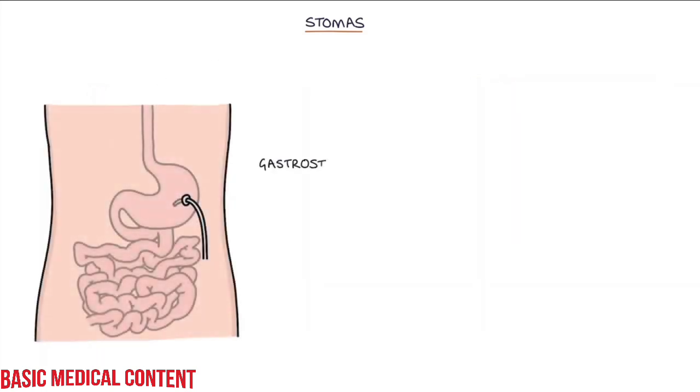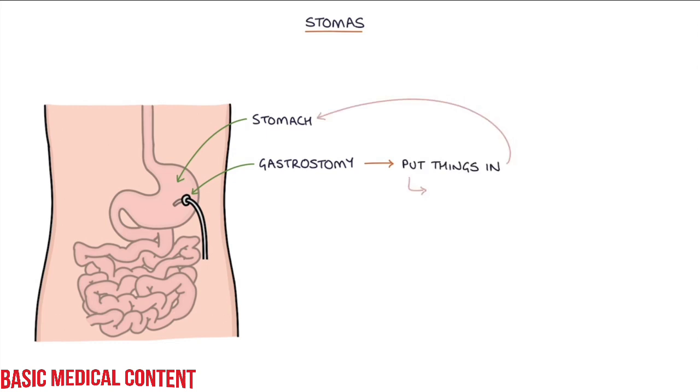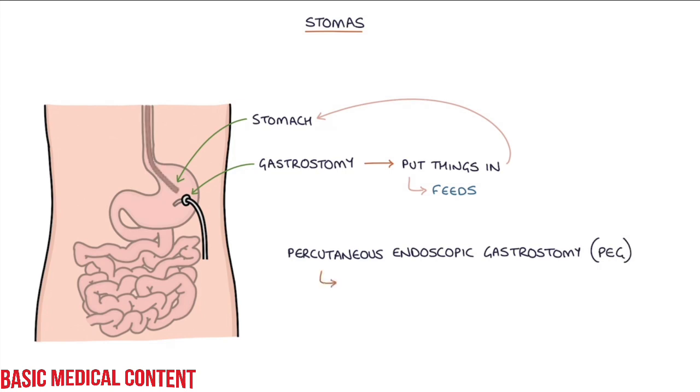A gastrostomy involves creating an artificial connection between the stomach and the abdominal wall. This is used to put things in rather than to drain things out, and it's used for providing feeds directly into the stomach in patients that cannot meet their nutritional needs by mouth. A percutaneous endoscopic gastrostomy, or PEG, refers to when the gastrostomy is fitted during an endoscopic procedure.